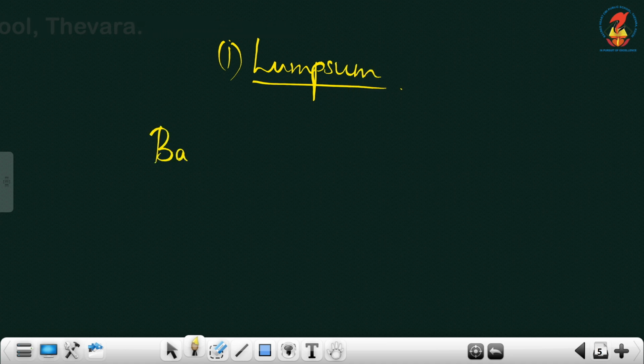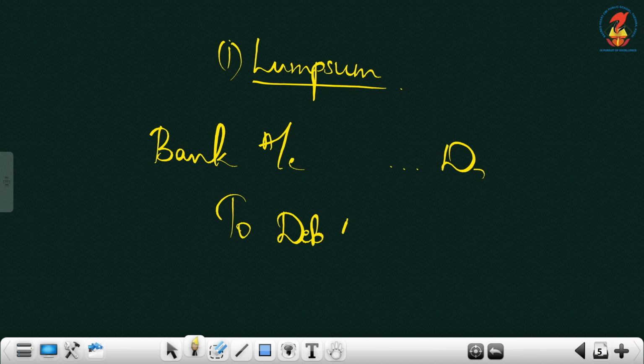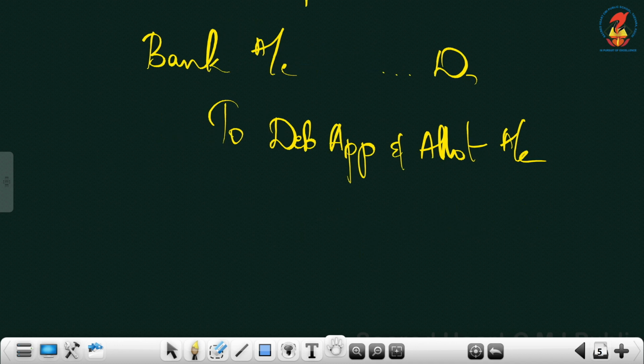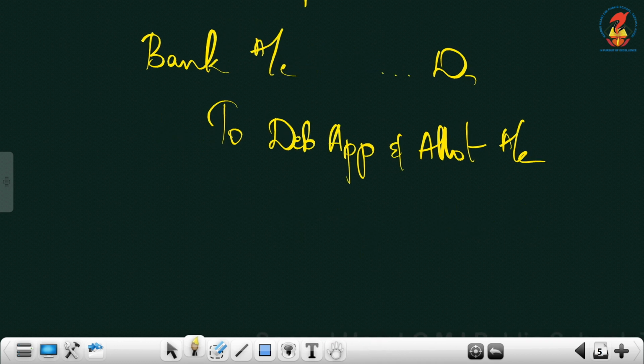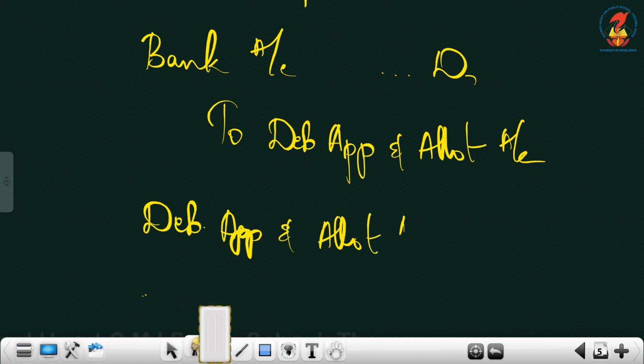The first one is when you get the money, and this is the lump sum method: bank account debited to debenture. Previously we wrote share application. Now we have to write debenture application and allotment account. Then after that, what did we write? Share application and allotment debited to share capital. Now what we have to write is debenture application and allotment account debited to. Now we can't write share capital.